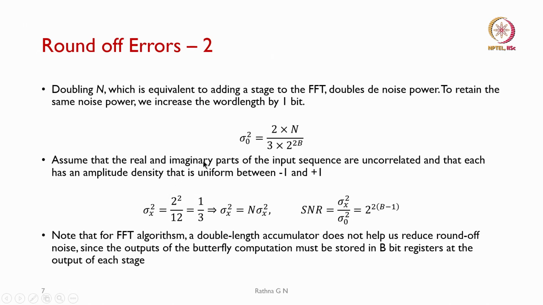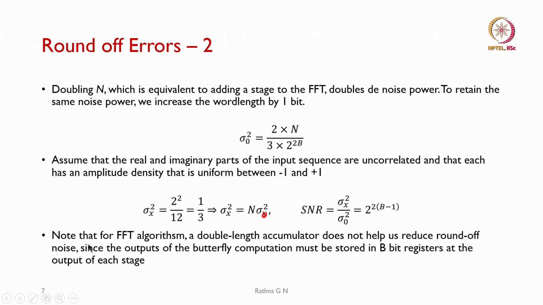Then, the real and imaginary parts of our input sequence are uncorrelated, and each has an amplitude density that is uniform between minus 1 and plus 1. Then our sigma x squared, the input noise power, is nothing but 2 squared divided by 12, which is 1 by 3. So we can equate it to the signal to noise ratio: sigma x squared is equal to n times sigma x squared. This is sigma naught squared. Then the signal to noise ratio, sigma x squared by sigma naught squared, is equal to 2 to the power of 2 into b minus 1.